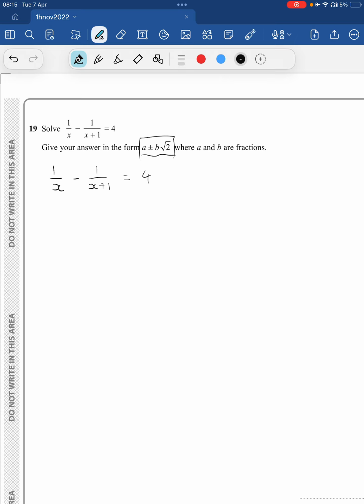The easiest common denominator for us is just to have x times x plus 1. So I'm going to rewrite both fractions as x something over x times x plus 1. This first fraction I've had to multiply by x plus 1. This second fraction I've had to multiply by x. So I'm going to be left with just this here, and that is going to be equal to 4.